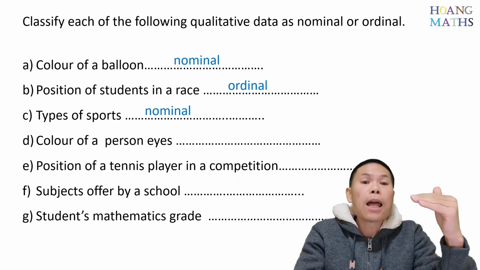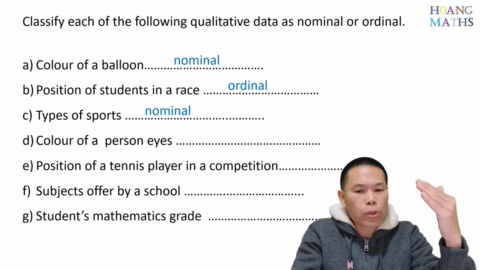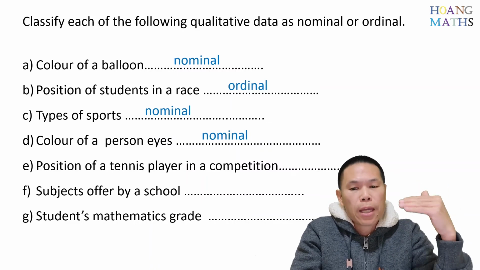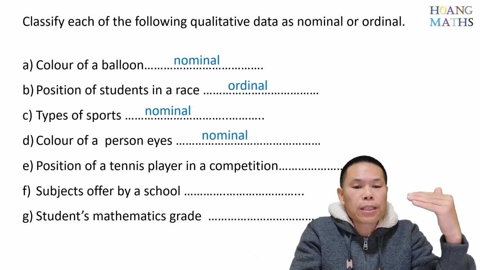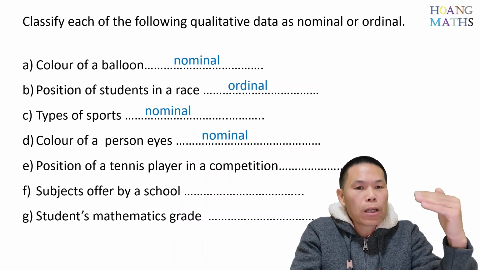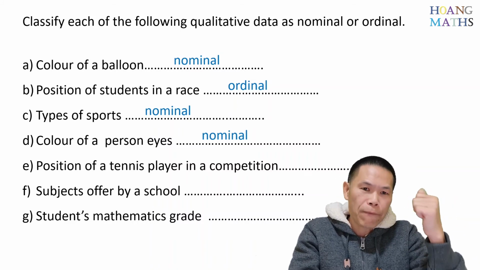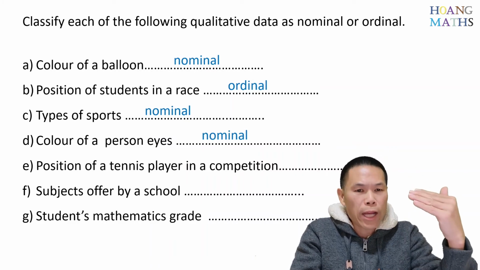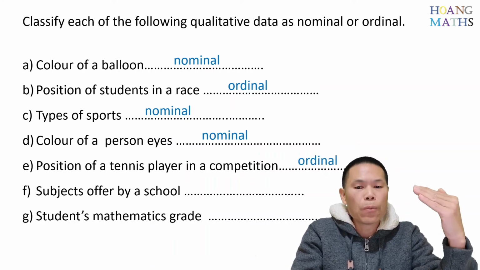Part D, color of a person's eyes. So of course, there is no ranking. So therefore, nominal. Part E, positions of a tennis player in a competition. So therefore, it is ordinal, because it came first, second, third, fourth, and so on, right? So ranking. So therefore, ordinal.